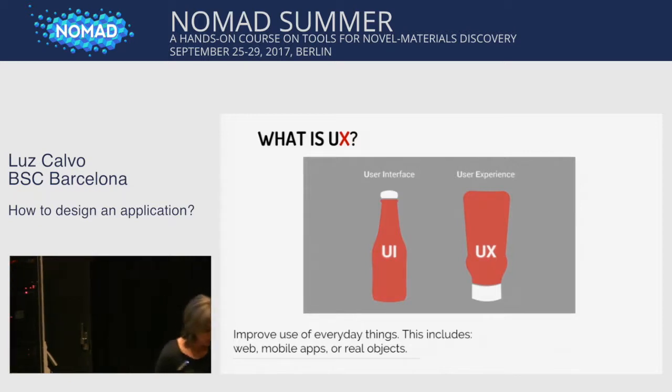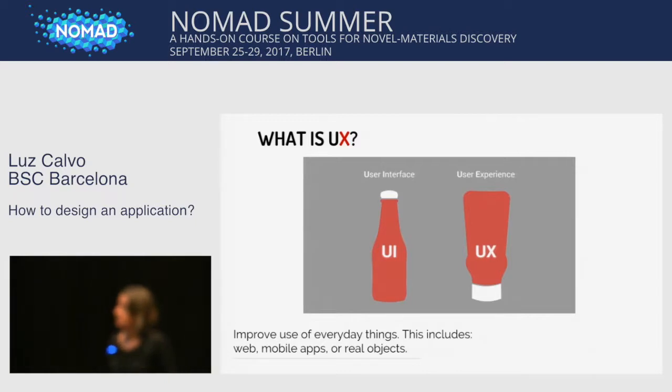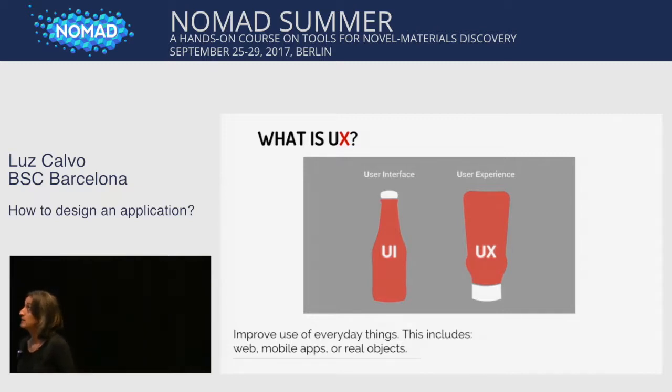This is a good example to understand the difference between user interface and user experience, UI and UX. On the left side, we have everything we need to interact with the product. We have the bottle, we have the cup, we have the ketchup. But on the right side, we have something added. We have changed the position of the bottle. Now we need less smacks on the bottom of the bottle, so we can get the product out easily. So we can say that we have improved the user experience.